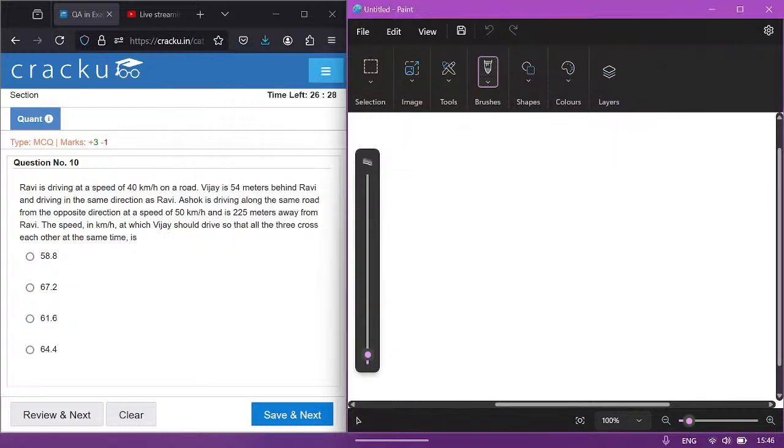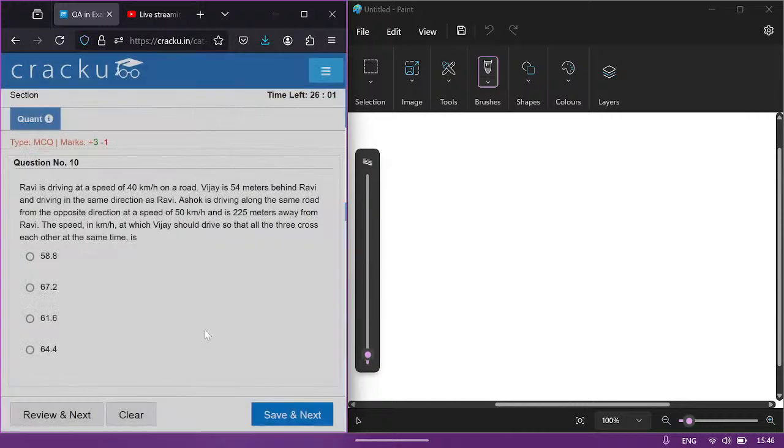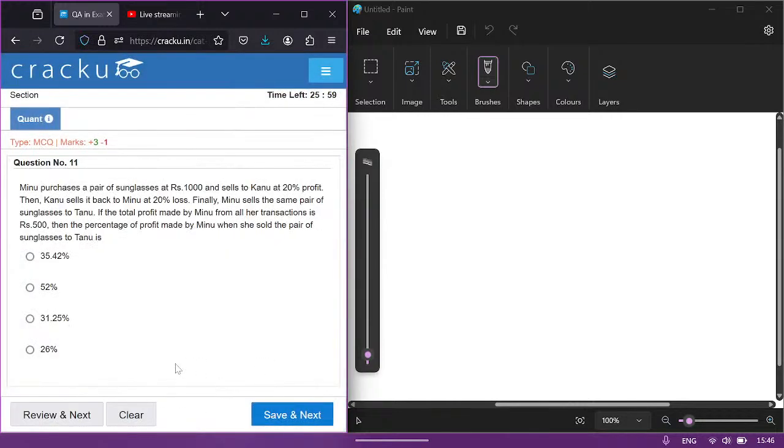Ravi is driving at the speed of 40 kilometers per hour on road. Vijay is 54 meters behind and driving at the same speed. 50 kilometers per hour, 225 meters away from. I'll not do this wrong. We have answered 5 questions, right? We have to just.